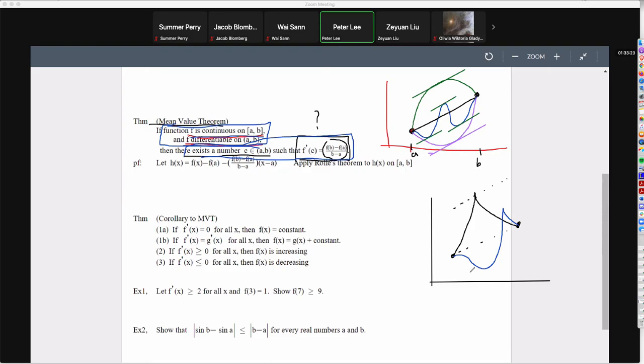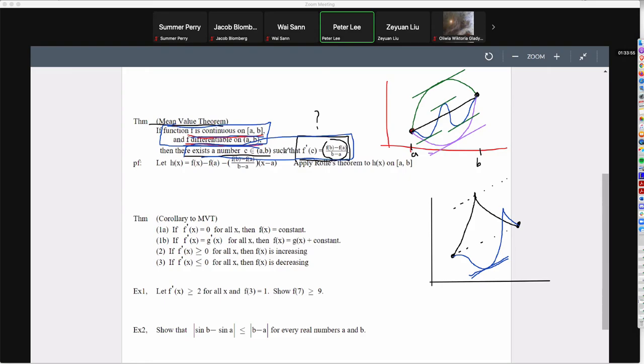However, in this case, actually there is a point right here where the derivative is equal to the slope of the line connecting the two endpoints. So we have such a point, even though the hypothesis of the theorem is false. So if the hypothesis is false, does that mean that the conclusion is false? If the hypothesis is false, then the conclusion may be true or may not be true.